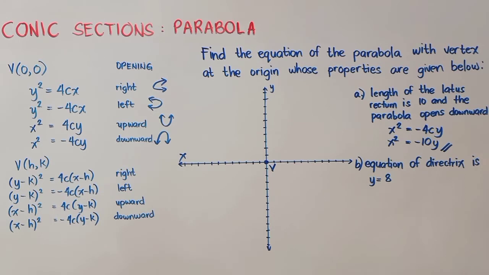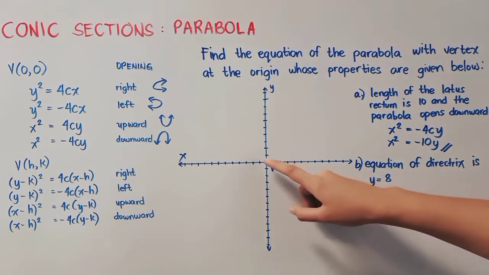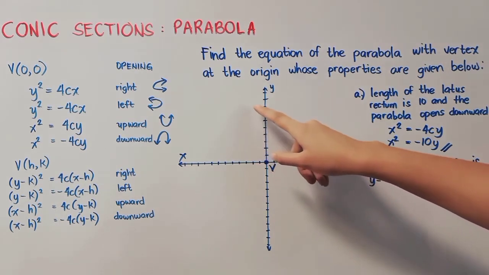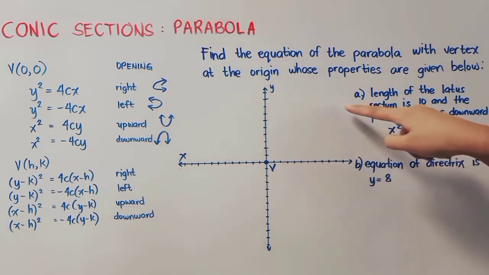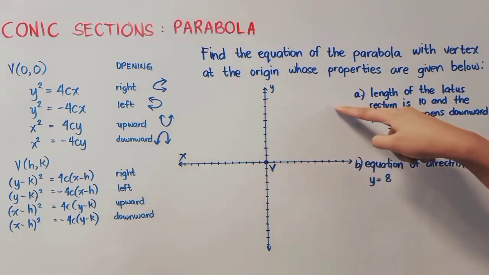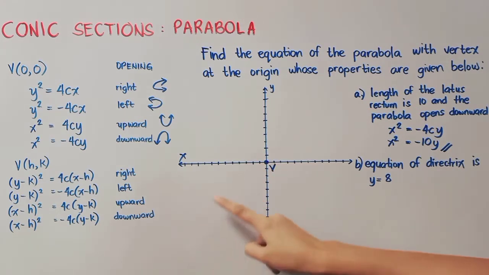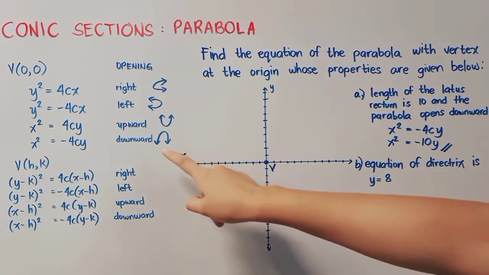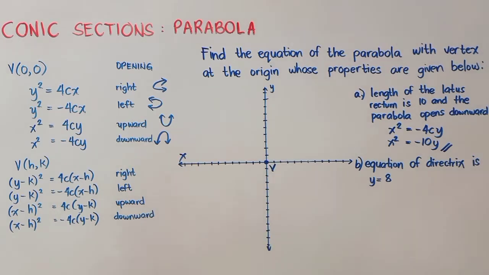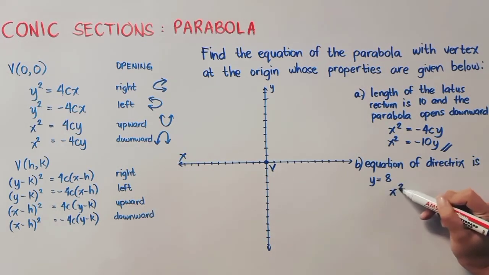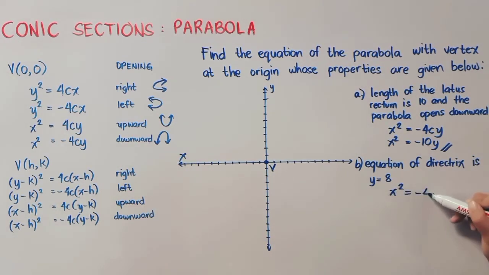Equation of directrix is y equals 8. That line is found in the y-axis. So that is in this portion. This is where our directrix is located. That means to say, our parabola opens downward. In that case, we will still be using the same form. That is x squared is equal to negative 4cy.